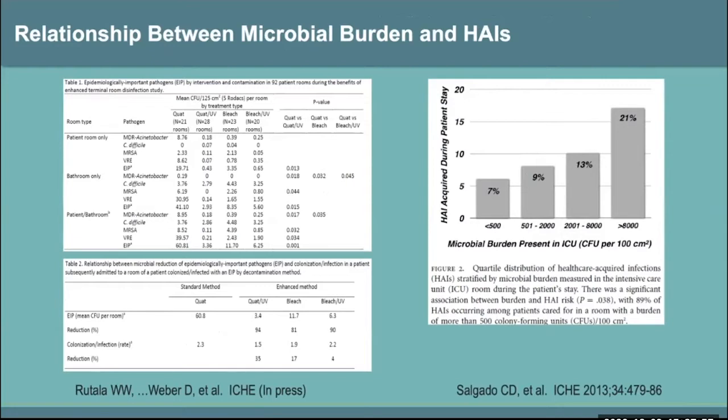Now people will ask, okay, so what? I already told you about the risks of going into a room, but what about cleaning? Does that really make a difference? Well, there are a number of studies, and this one from Dr. Salgado on the right, now published, demonstrate that as the level of contamination goes up in the room, the level of healthcare-associated infections goes up in the room. And I'll give you data a little while later showing that improved cleaning and disinfection actually reduce infections. So the bottom line is patients contaminate the environment, and the more contaminated the environment, the higher the risk of infections.